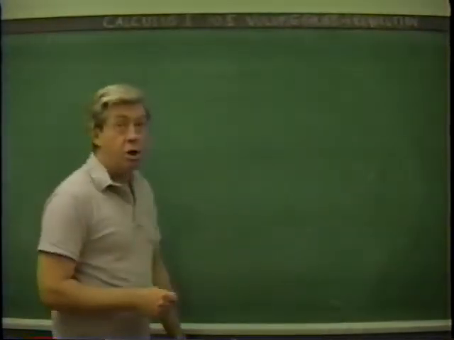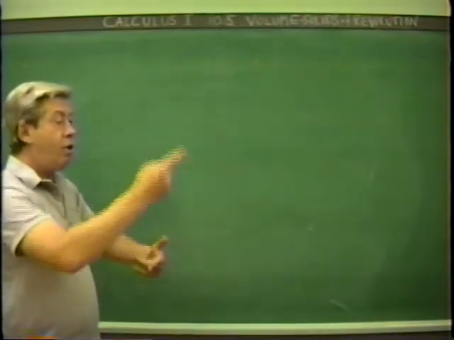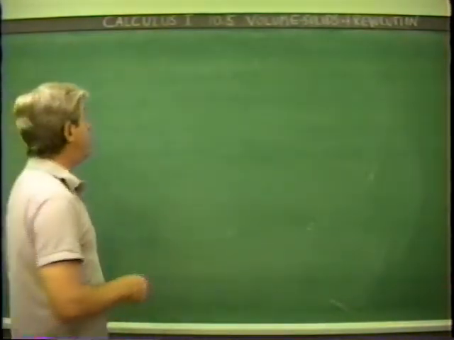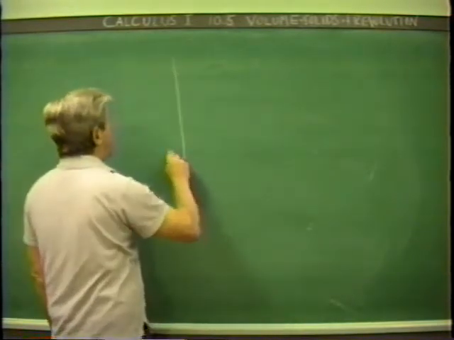Okay, we now wish to consider a specific type of solid which is called a solid of revolution. This is the type of solid that you get by taking a particular area and revolving it around an axis and getting the resulting solid. We start out with the simplest case.